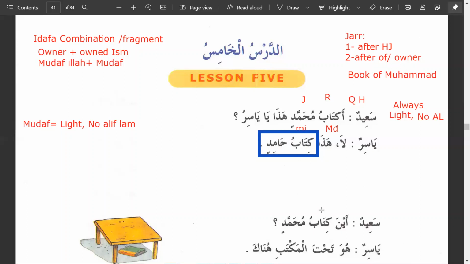Okay, now we move on to the next sentence. Sa'idun: aina kitabu Muhammadin?